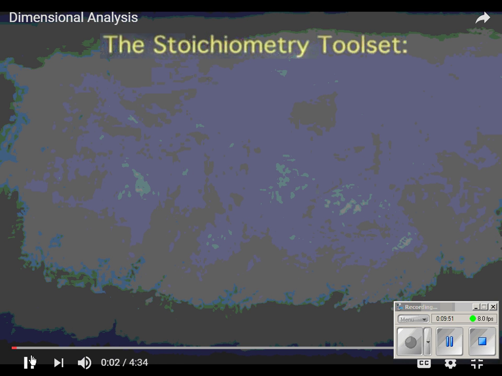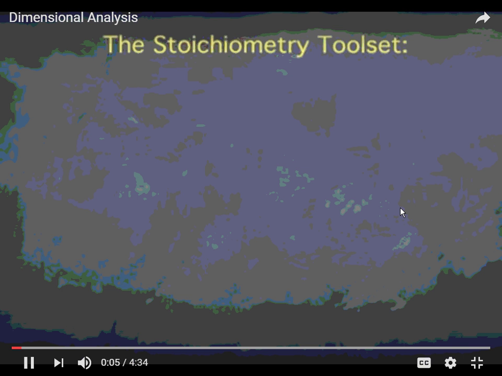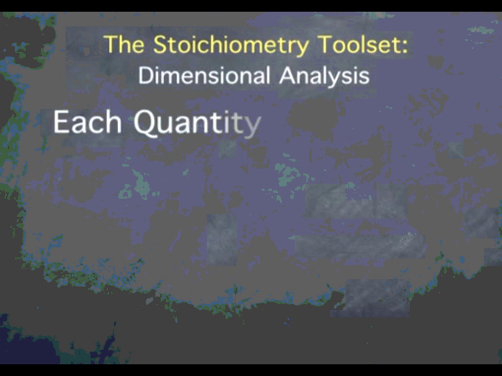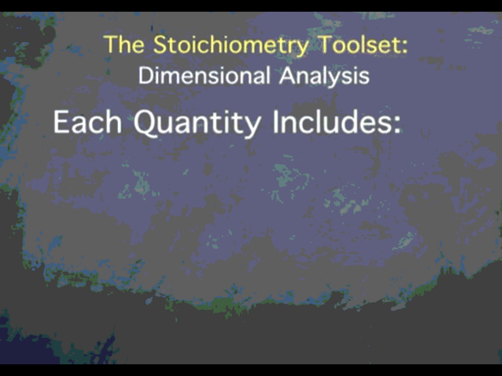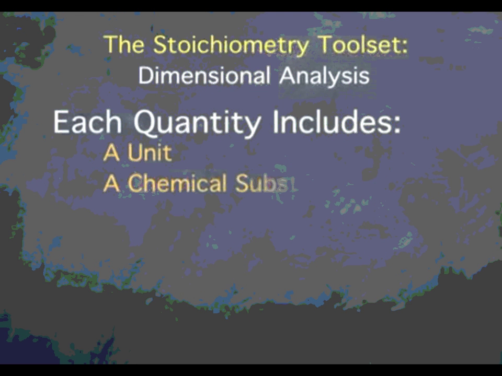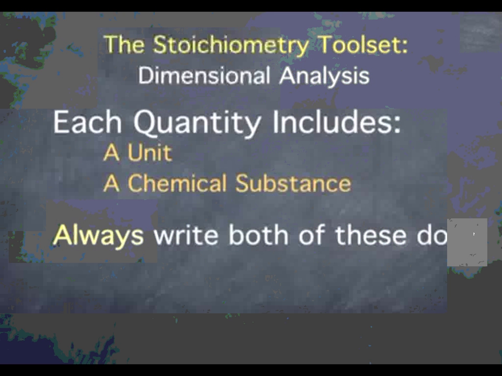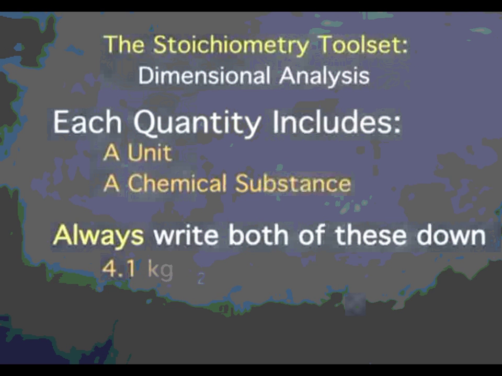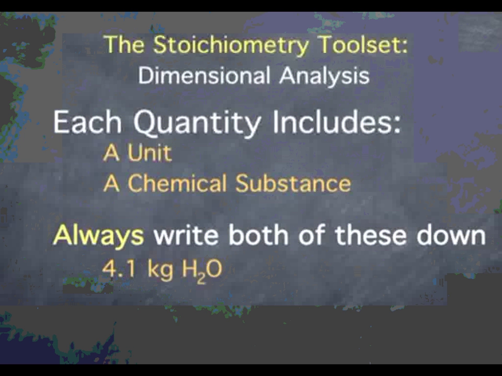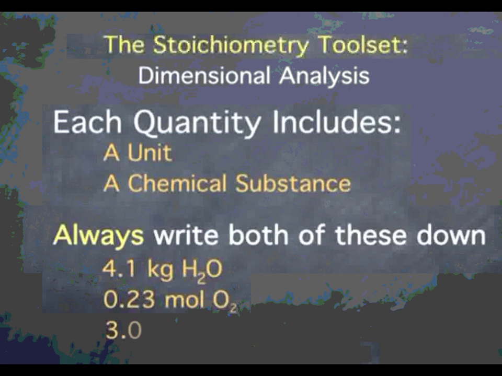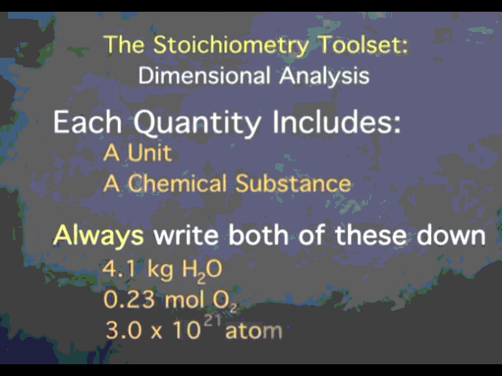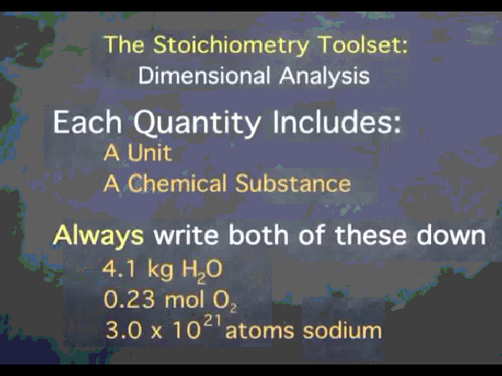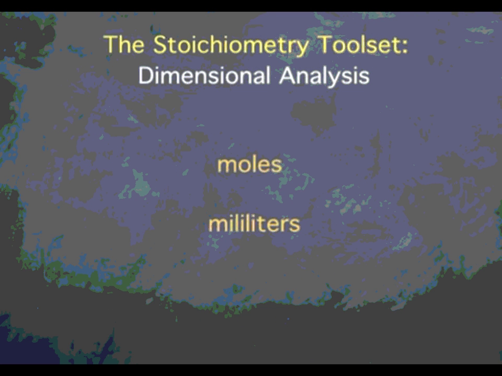A set of tools that chemists use to manipulate chemical quantities of substances. In working with chemical quantities, it is important to remember that each quantity has associated with it both a unit and a chemical substance. And it is important to always write both of these down. So, for example, we will write 4.1 kilograms of water, or 0.23 moles of oxygen, or 3.0 times 10 to the 21st atoms of sodium. Dimensional analysis provides us with the tools needed to convert between different units of measurement.